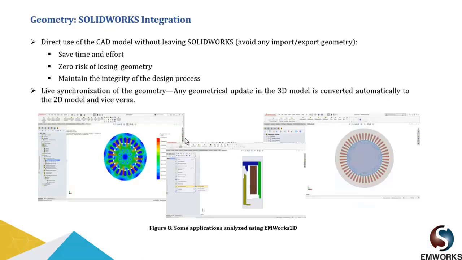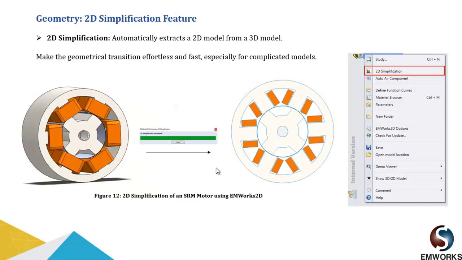Its accuracy, reliability, and ease of use, besides its flexibility and intuitive workflow, make it an efficient solution for motor designers. For example, let's say that you want to perform an optimization on a studied geometry. In this case, you can use the CAD model directly in the same environment, which is SolidWorks, to save time and effort with a live synchronization of it inside EMWorks2D. And if you have a complex 3D geometry, no need to worry, because you can automatically convert it to a 2D geometry using the 2D simplification feature, as illustrated in this given case of the SRM.